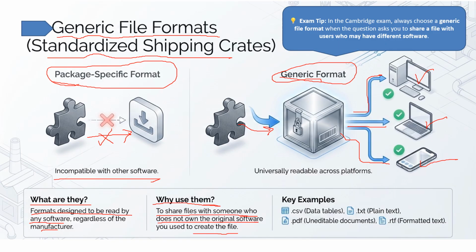Finally, let's look at some common examples. CSV is used for data tables. TXT is used for plain text. PDF is commonly used for documents and should not be easily edited. RTF stores formatted text while remaining compatible with many word processors.